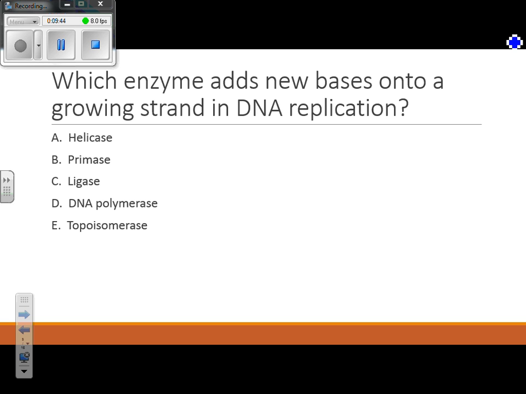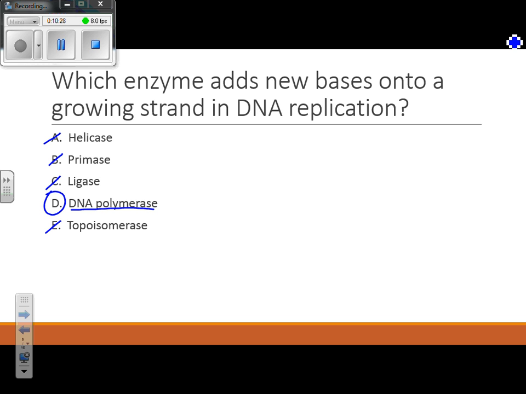I'll give you a second. Hopefully you marked DNA polymerase here. So helicase, remember, is what's responsible for unwinding the DNA. Topoisomerase is responsible for preventing overwinding so that you don't have knotted up, damaged DNA. Primase brings in the RNA primer to attach to your DNA to kind of get things moving. And ligase is what comes in at the very end and glues all your Okazaki fragments together. So the only one that works here is DNA polymerase.